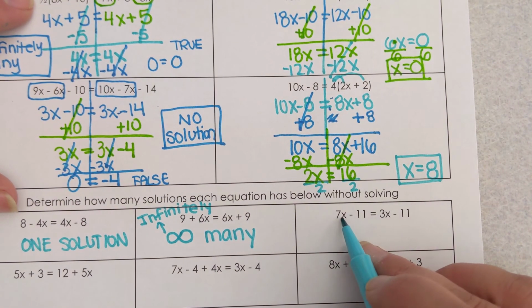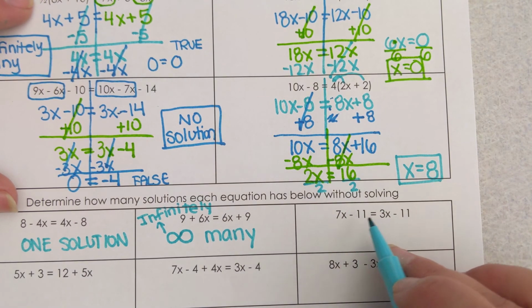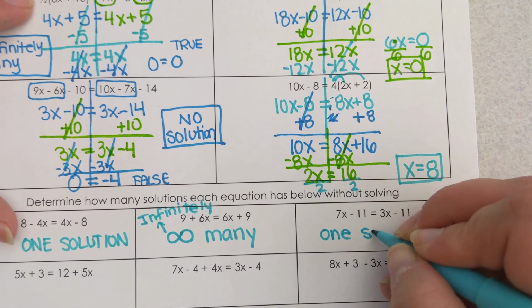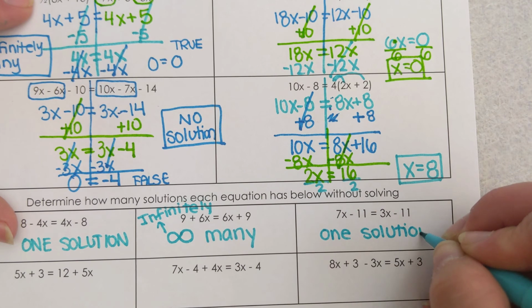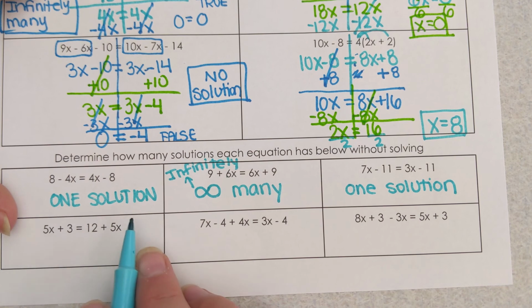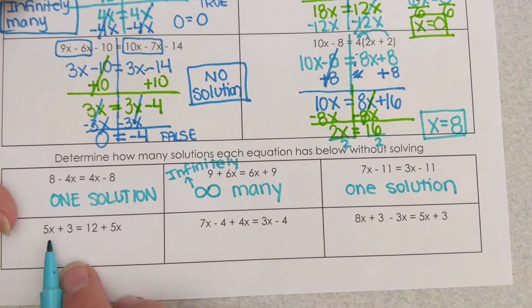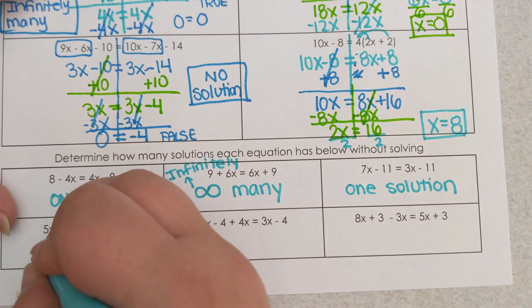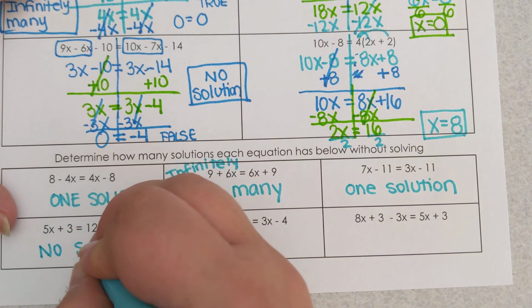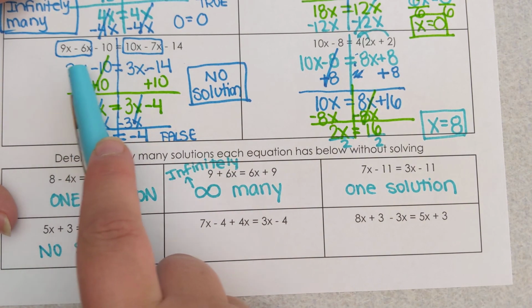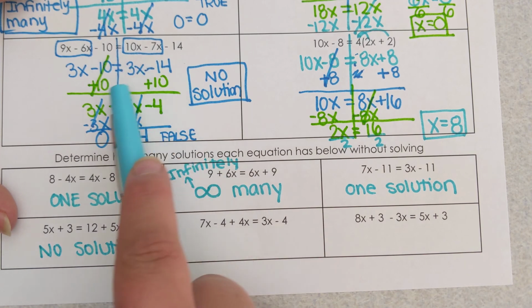Next one, I have two completely different values for x on each side. So that means they aren't going to cancel out, and we have one solution. Down here, I do have the same number of x's, so I need to look and see, is this number the same? It's not. 3 isn't going to equal 12 after these 5 x's cancel out. So that's going to be no solution. No solution is if you, again, have the same number of x's, but the other number isn't the same. The constant isn't the same.